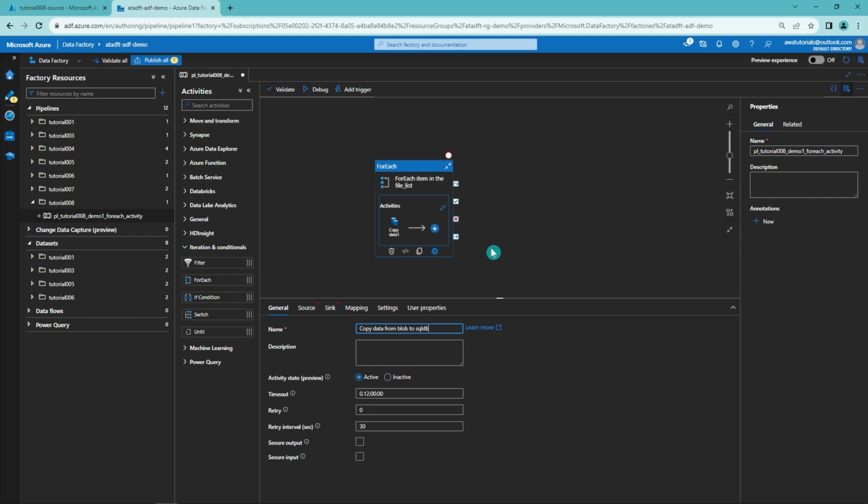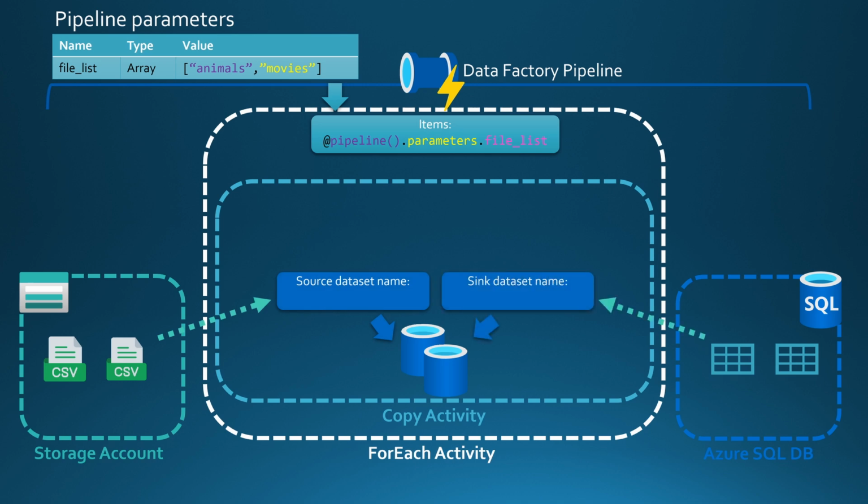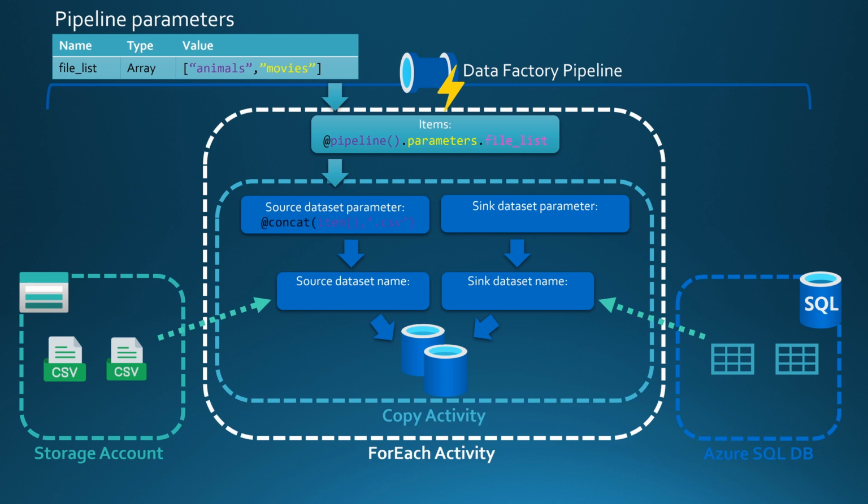Next, let's open up the presentation again and let's see what we are going to configure next. The next step is to configure the datasets for our source and our sink. Let's start with the source dataset, and then let's create the sink dataset. Then we are going to create a parameter for our source dataset and also a parameter for our sink dataset. Then we are going to use the item reference to reference the item in our list. For the source dataset, we are going to also add a concat function to be able to add the .csv ending to our file name.